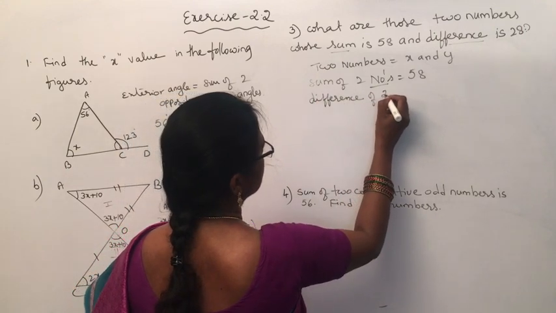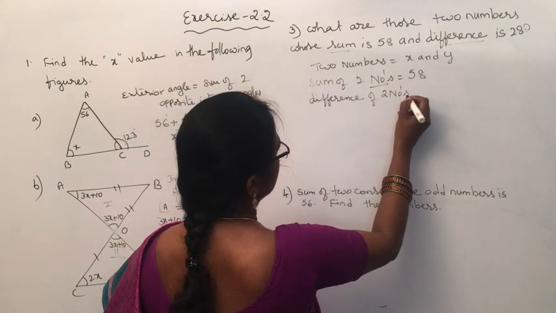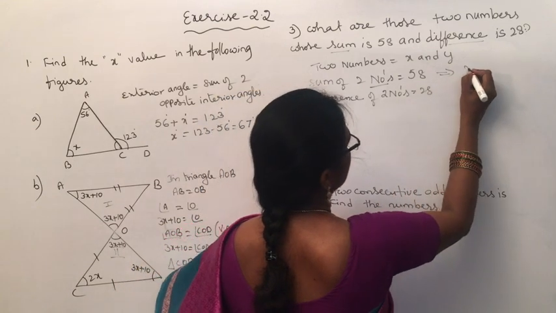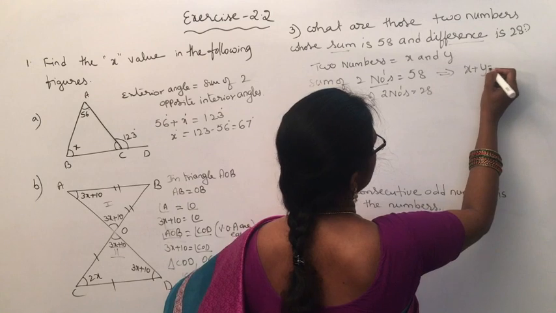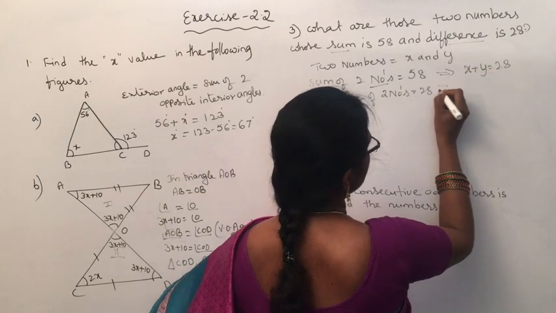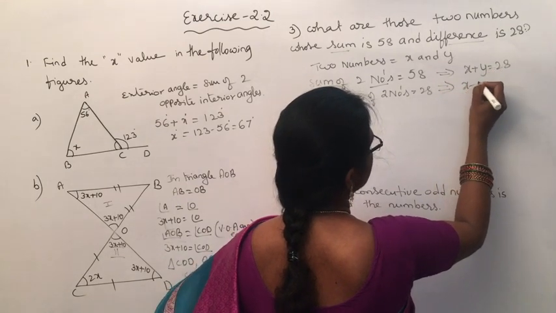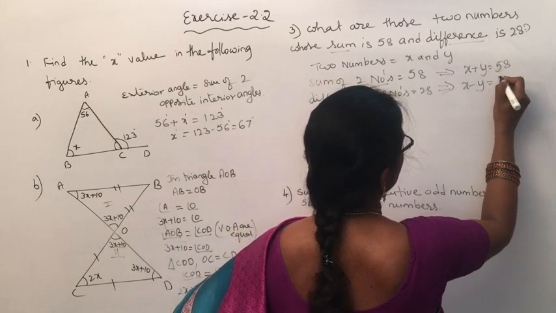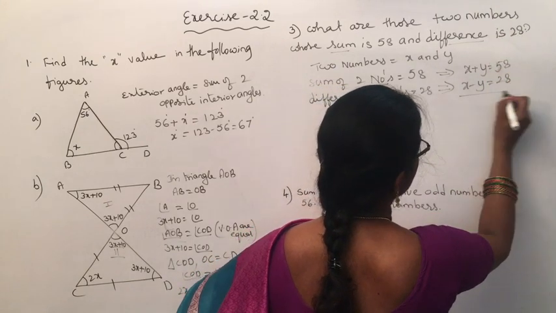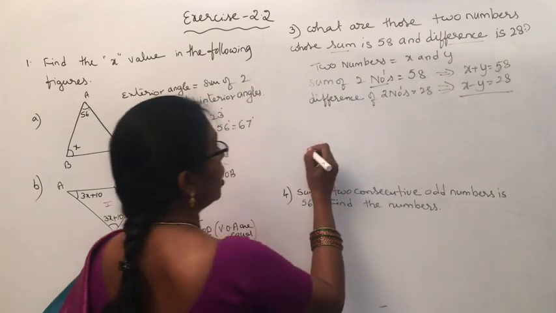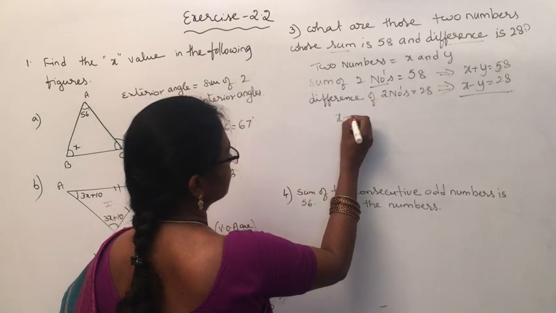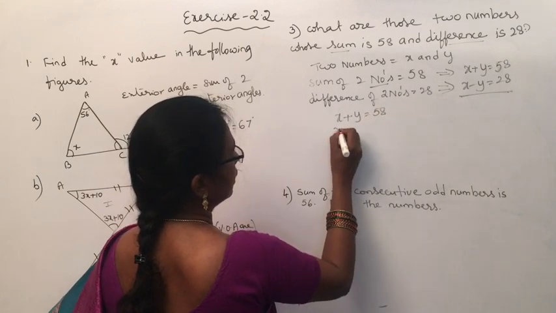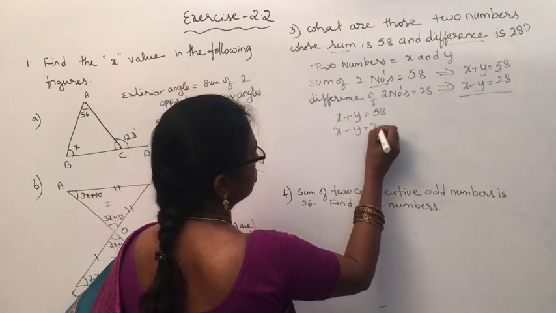The difference of the two numbers is equal to 28. Sum means what? Addition. Now x plus y is equal to 58. Difference means what? x minus y is equal to 28. Now we have to solve these two equations. You already learnt this in 7th class. x plus y is equal to 58, x minus y is equal to 28.